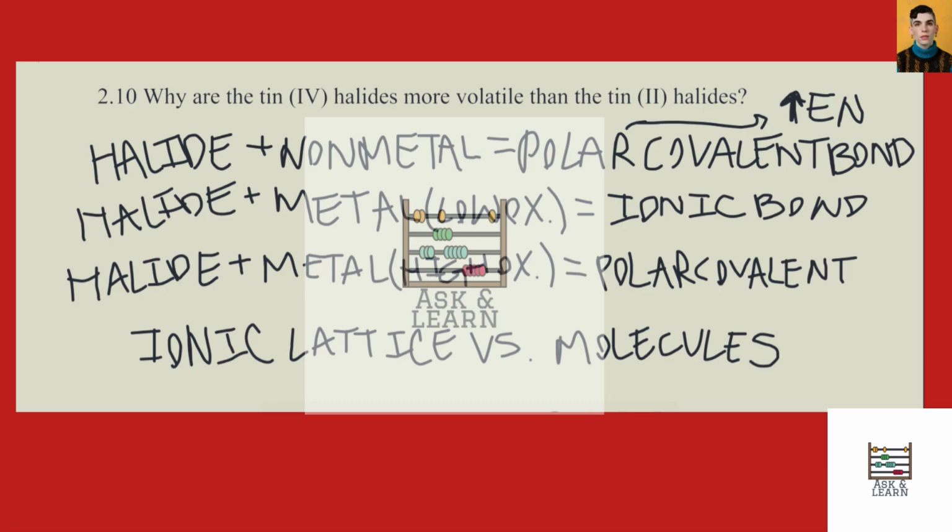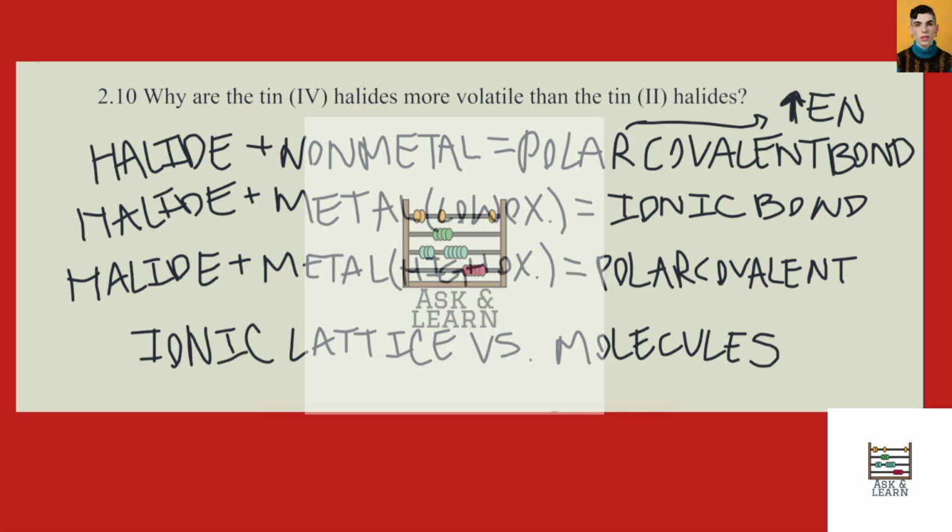How does this affect volatility? Volatility: if something's more volatile than something else, it means it boils at a much lower temperature. It's much more readily evaporating than something else. So why would tin-4 be more volatile than tin-2? Why would tin-4 have a lower boiling point than tin-2?